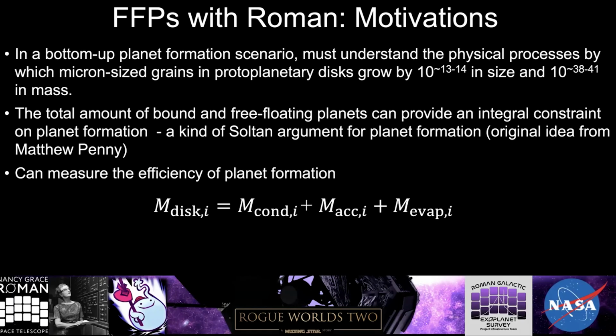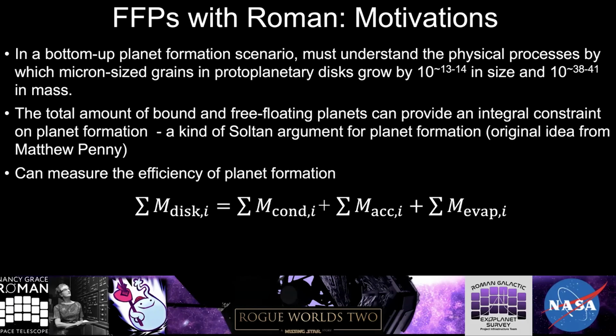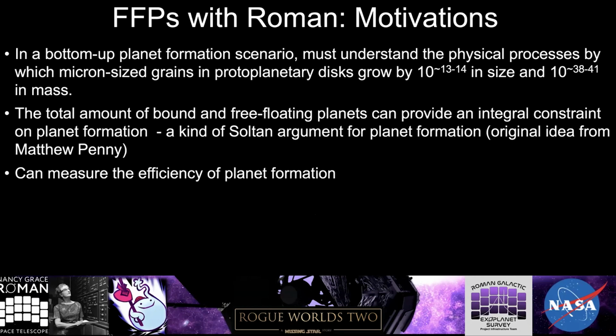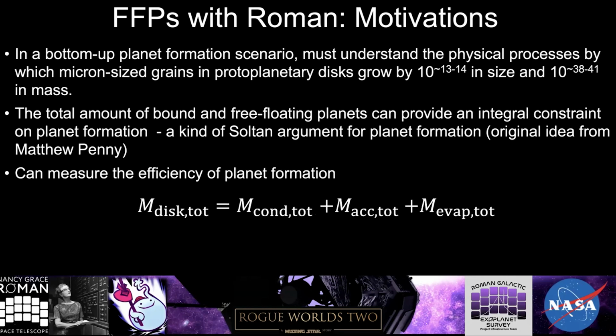And those things have to equal the mass in the disk. And so, you can sum this up over all of your stars, and then you have now an integral constraint on the mass of the disk, the mass of the stuff that forms self-gravitating objects, plus the mass that's lost due to accretion and evaporation. It has to be equal to the mass that you started off with.